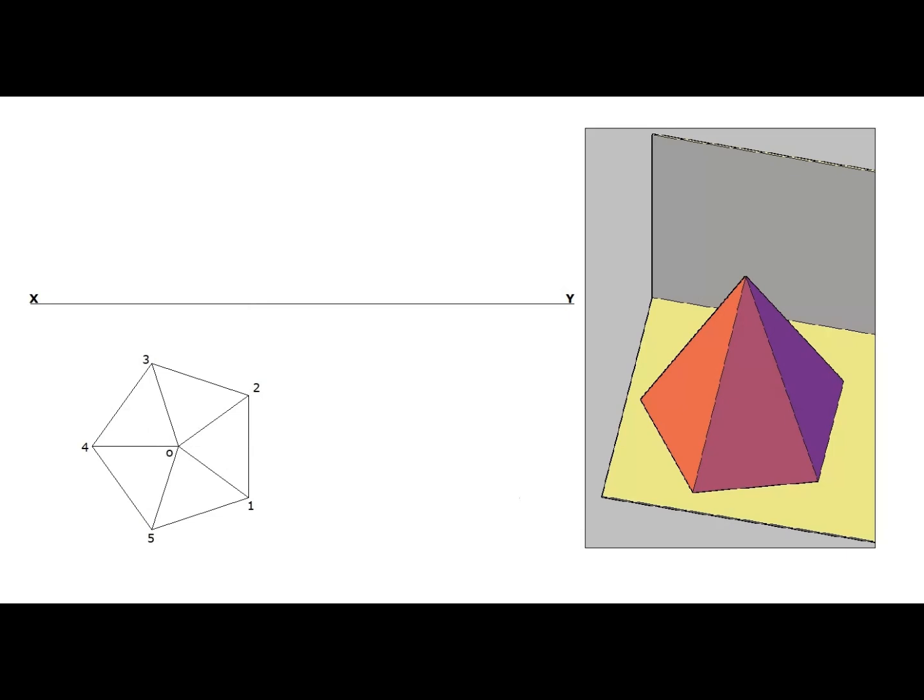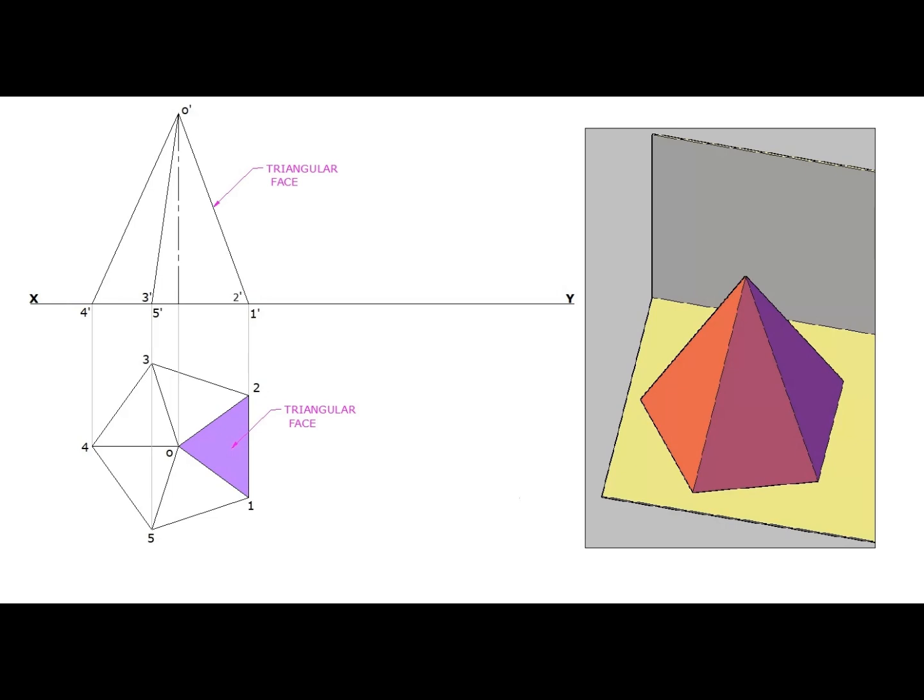To draw the elevation, project all the base corners up to the XY line. Project the apex point O of the plan above the XY line. Mark the apex point of elevation O' on the axis 65 mm above the XY line. Join all the base points to the apex point O'. Mark the corresponding points of elevation as 1', 2', 3', 4', and 5'. These are the projections of the pentagonal pyramid with the condition axis perpendicular to HP and parallel to VP.